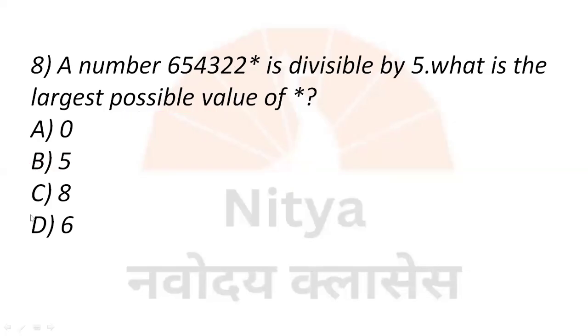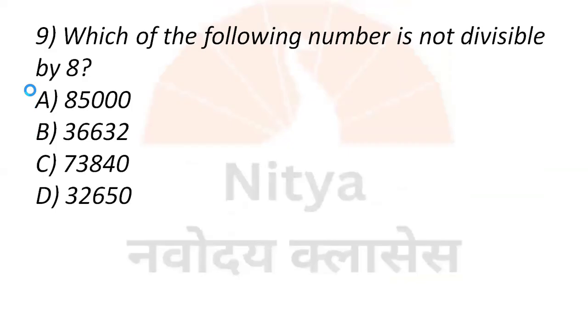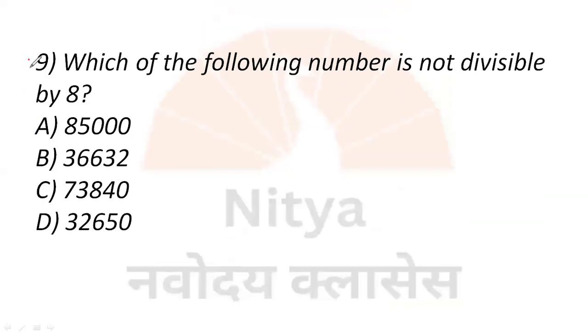Okay, the next question. Which of the following number is not divisible by 8? Yes, the divisibility rule is, if the last 3 digits are divisible by 8, then the whole number is also divisible by 8. And the second point is, if the last 3 digits are 0, then that number is also divisible by 8. Okay. So option number A is also divisible by 8, because the last 3 digits are 0.